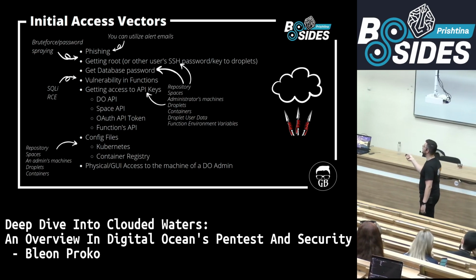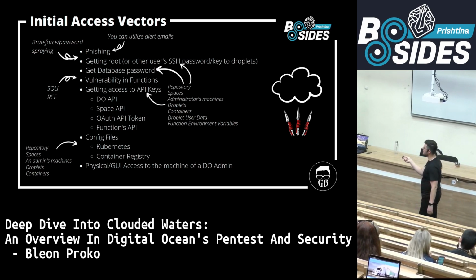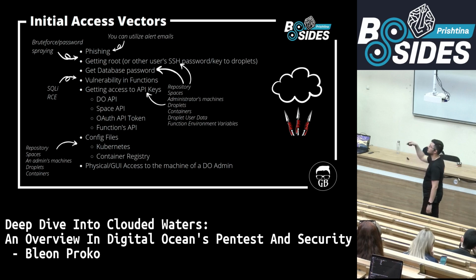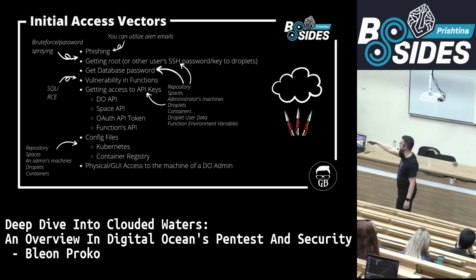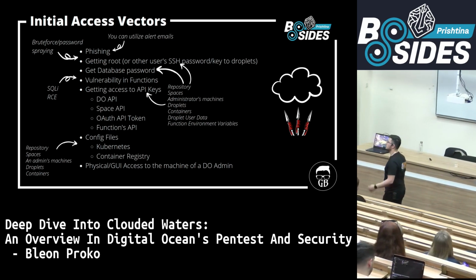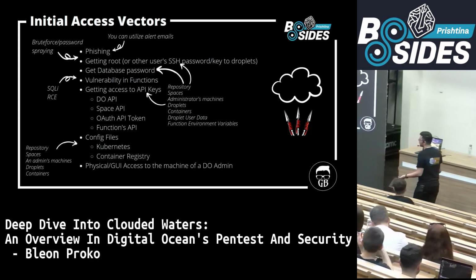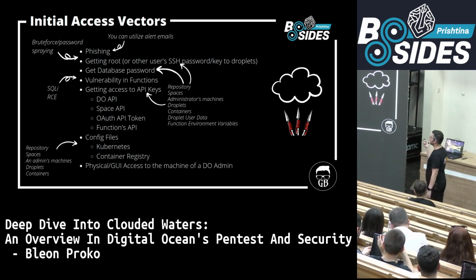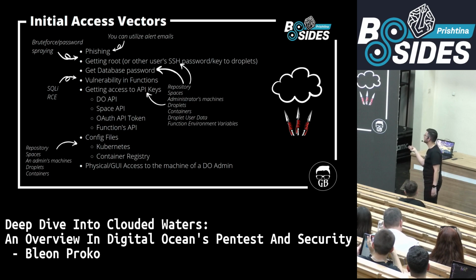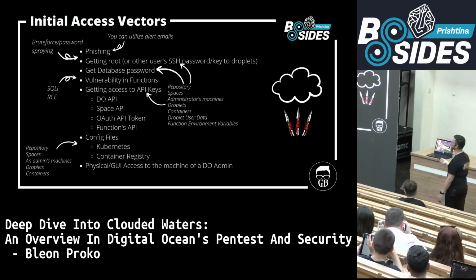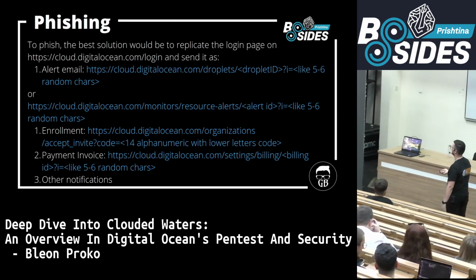You can get access to the droplets. Then you can find the token from the droplet. You can find the database password, and you will be able to get the sensitive information right away. You can find the functions, get access using the tokens, and config files, which we'll be seeing later on.